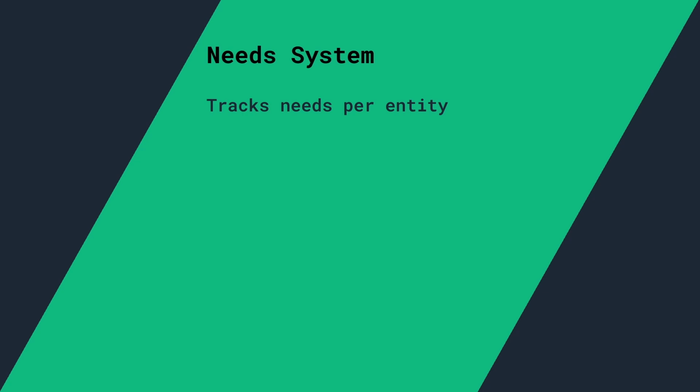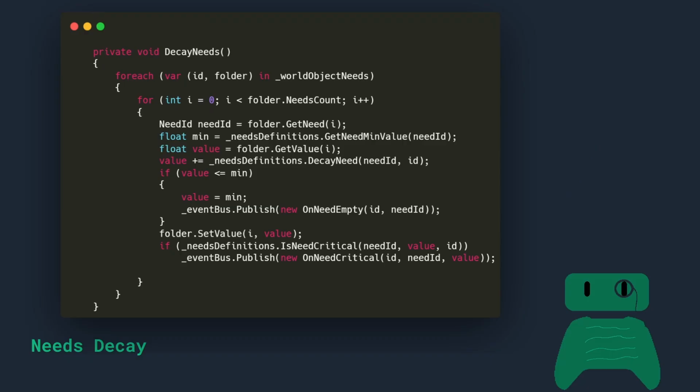And then we can also do some fancy shenanigans like this, where we decay the actual needs. That's a dictionary, gets the world object ID, and gets the needs folder. And then it just goes through every single need, applies some decay value with this definition here. And then you get the minimum value if it's less than minimum.